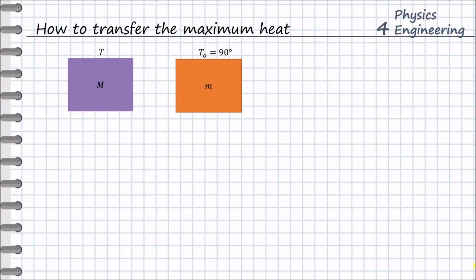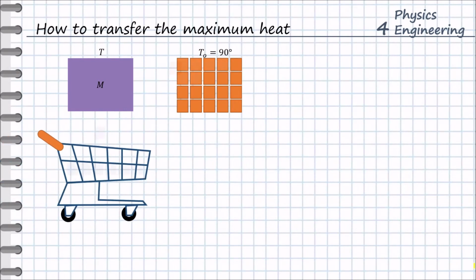One box is cold, has a 0 temperature, one box is hot, has 90 degree temperature. Let us now cut the hot box into the many pieces. We can now contact each piece of the hot body to the cold body and transfer the heat from the hot box to the cold box one by one.